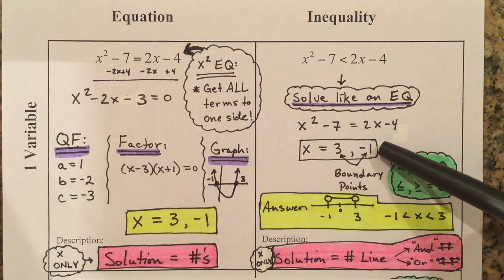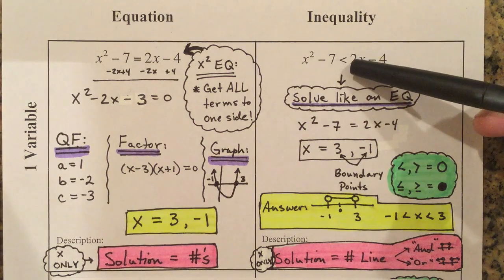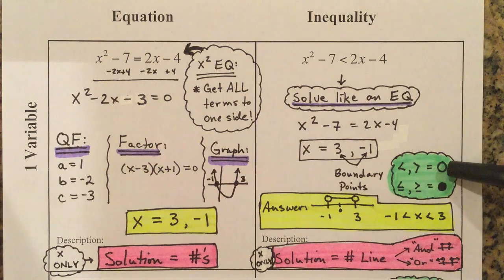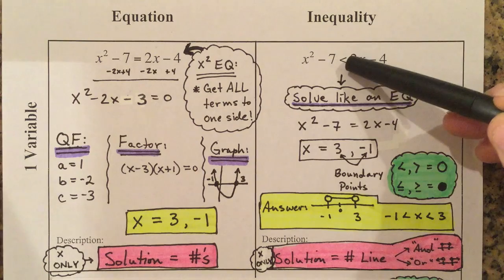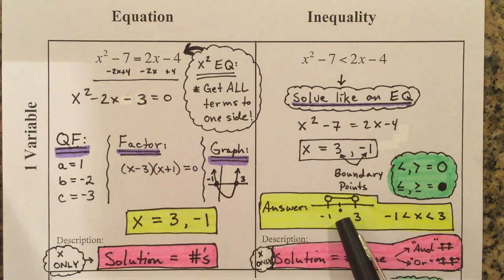Our solution will either come up to and sometimes include them, or not include them based on how the problem starts. This one has no line underneath it, meaning equal to, so we're not going to include it with an open circle. Had there been an equal sign, then you'd have solid dots. So in this case, since there's no line underneath, we're using open dots at -1 and 3, which are the boundary points.